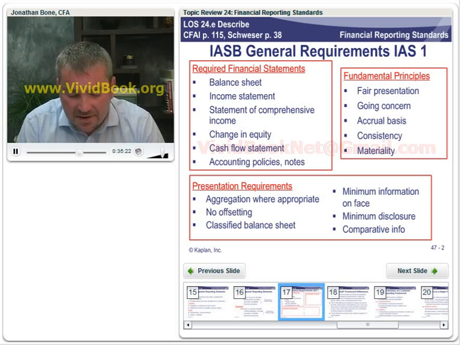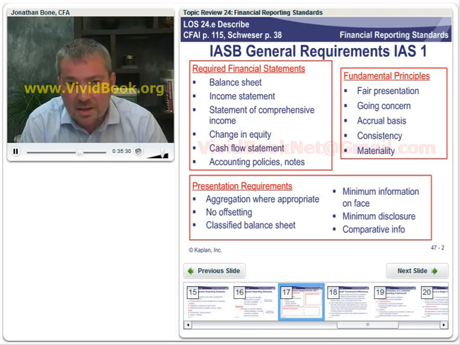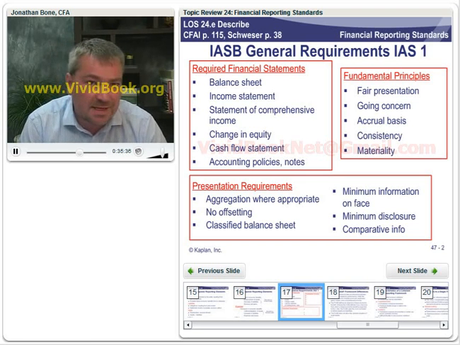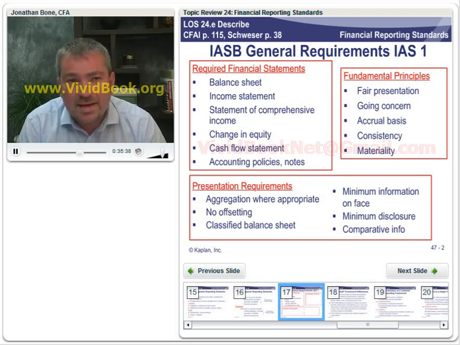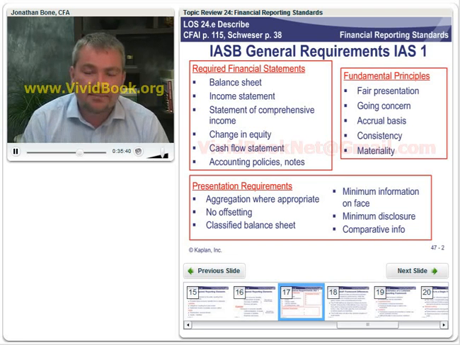And then our final point here, comparative info. This is the requirement to produce not only this year's financial data, but last year's as well. So we have both the balance sheet for this year, the balance sheet for last year, same with income statements as well. Why? To enable comparison year on year.